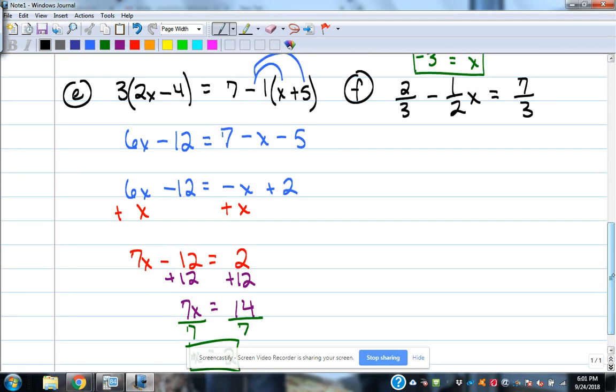How many of you love fractions? What? How many of you hate fractions? I hate them in the math class anyway.